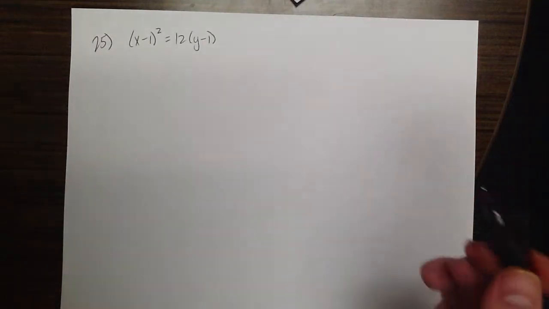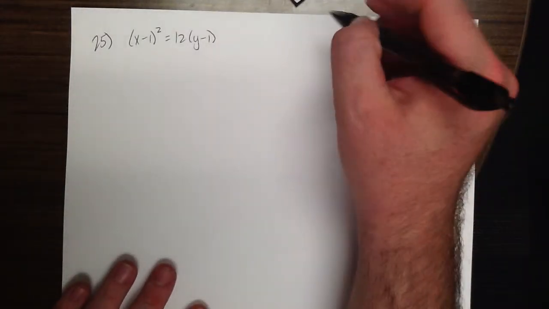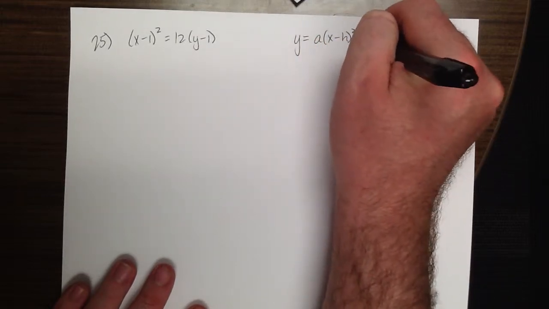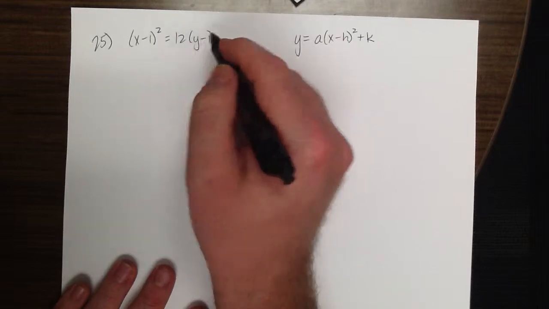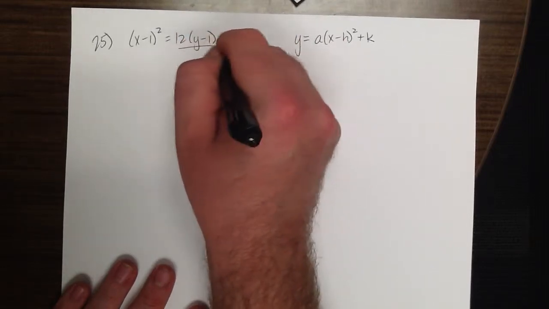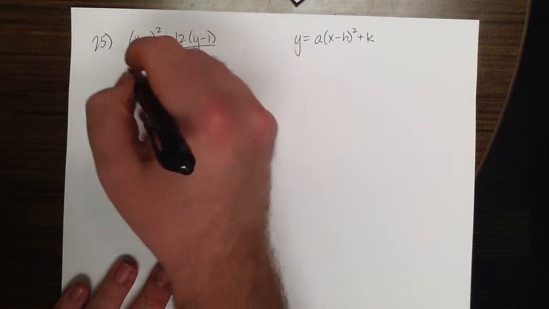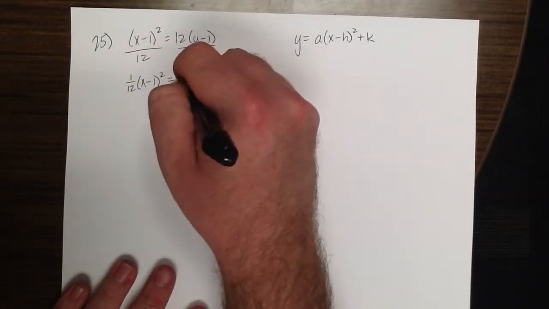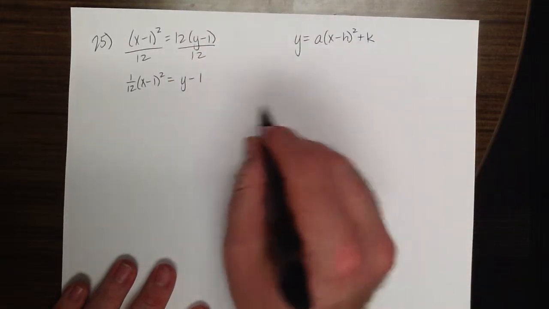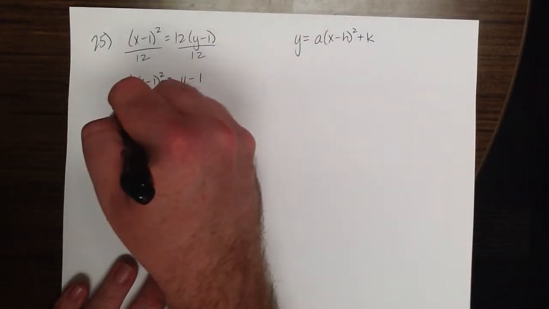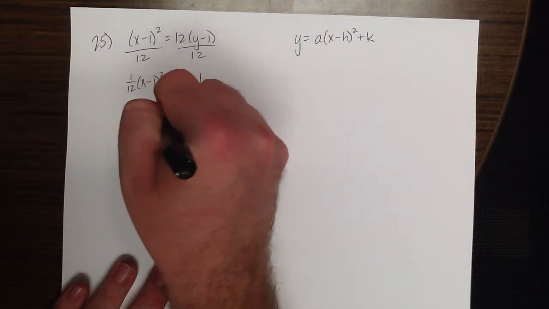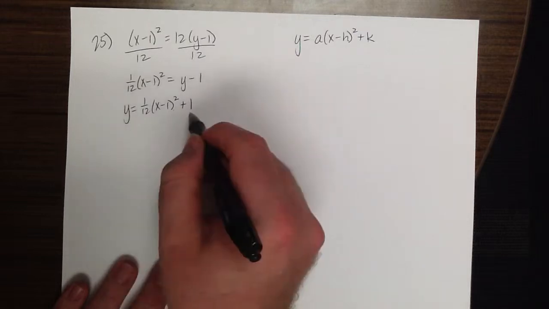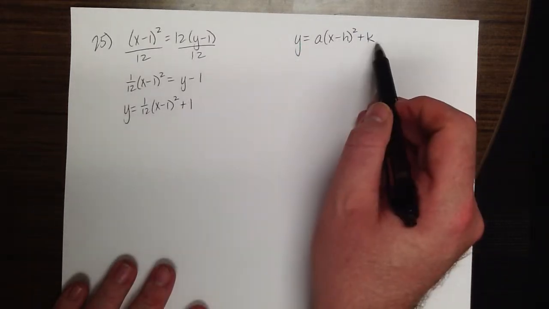Okay? To solve this for y, to get it in standard form, y = a(x − h)² + k. So if you divide both sides by 12, you're going to get 1/12 (x − 1)² = y − 1. And then if you add 1, you get y = 1/12 (x − 1)² + 1. Alright, so that is in standard vertex form.